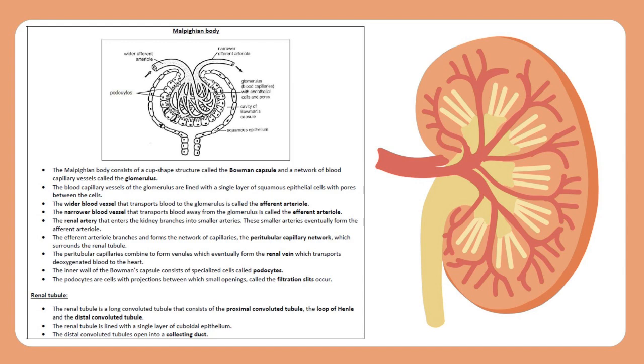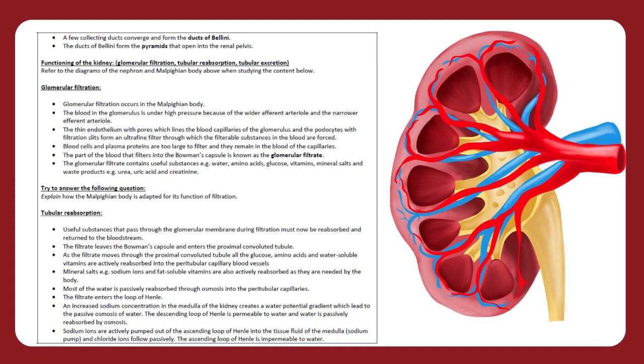Renal tubule. The renal tubule is a long convoluted tubule that consists of the proximal convoluted tubule, the loop of Henle, and the distal convoluted tubule. The renal tubule is lined with a single layer of cuboidal epithelium. The distal convoluted tubules open into a collecting duct. A few collecting ducts converge and form the ducts of Bellini. The ducts of Bellini form the pyramids that open into the renal pelvis.